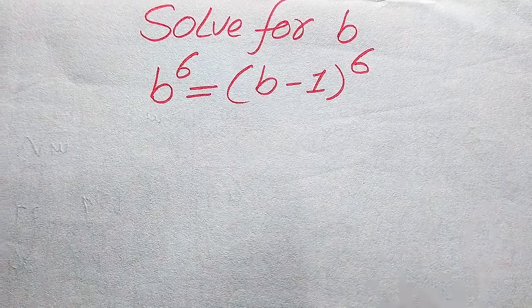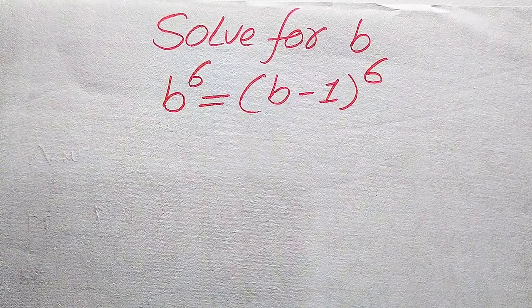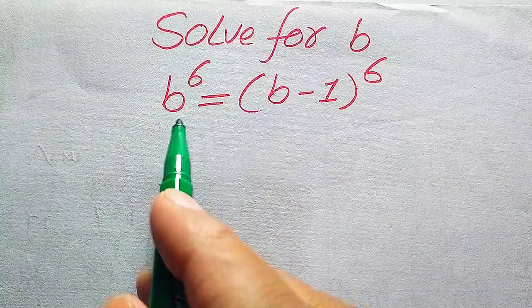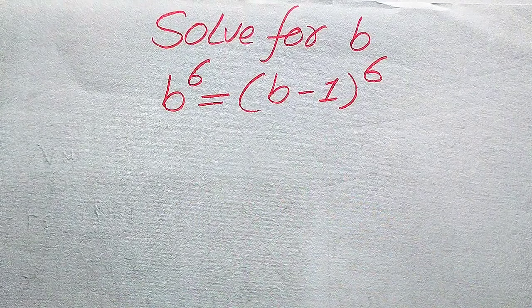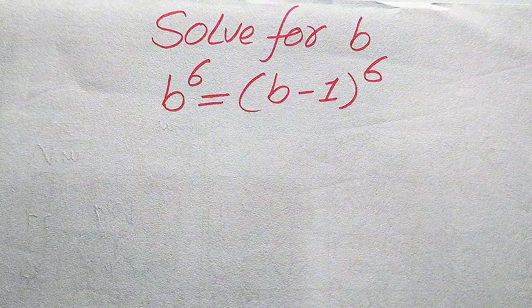Hello everyone, how to solve this problem for the values of b. If we have b to the power of 6 is equal to (b minus 1) to the power of 6, and we solve this problem for all the values of b.